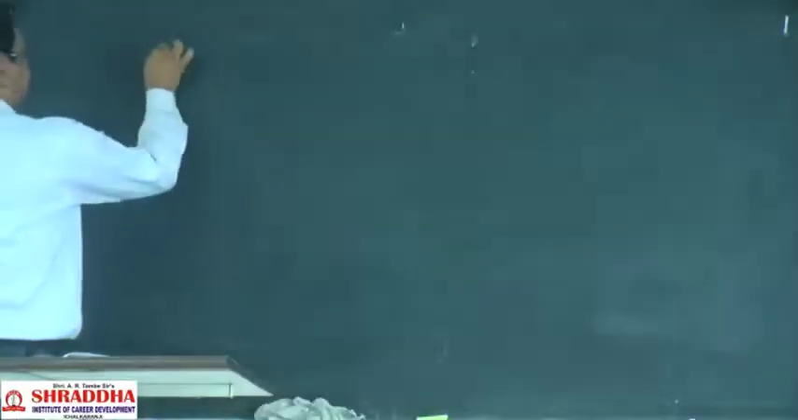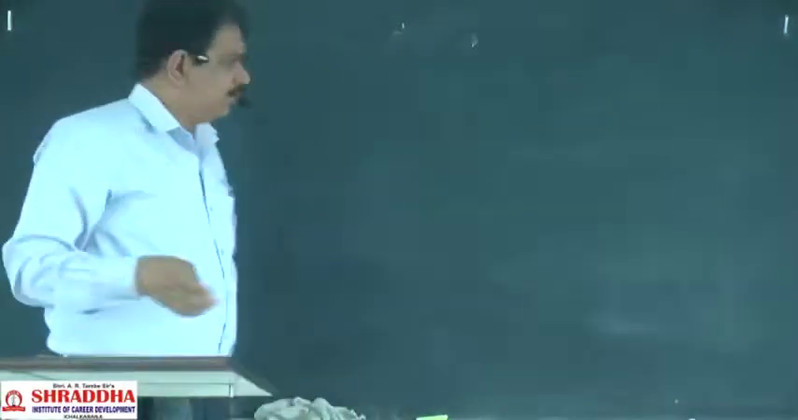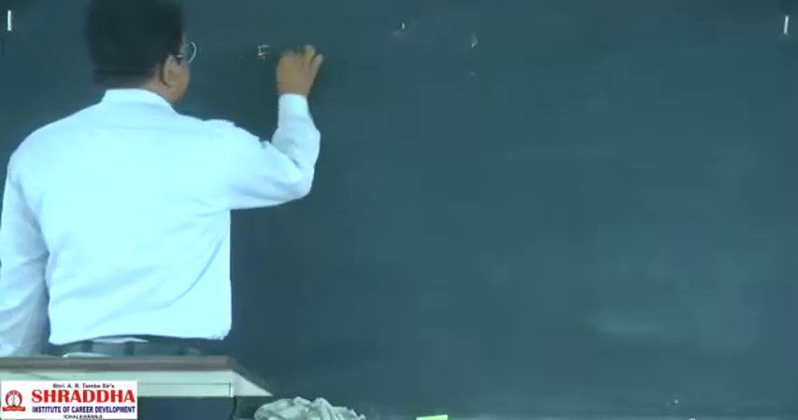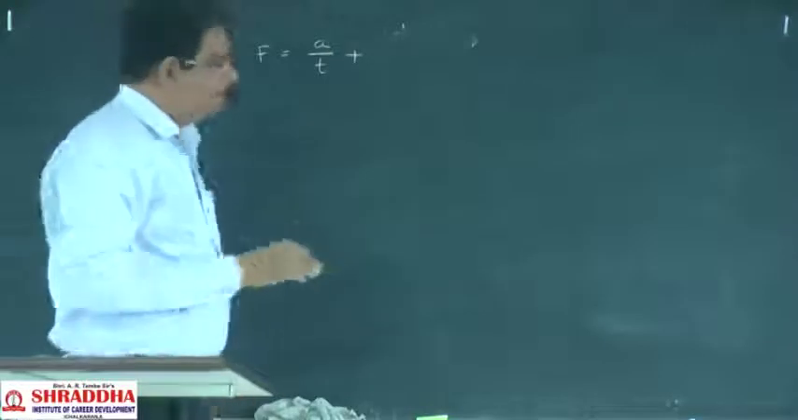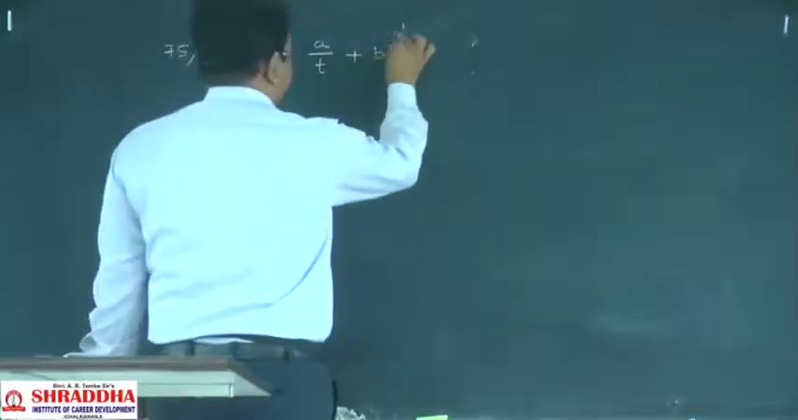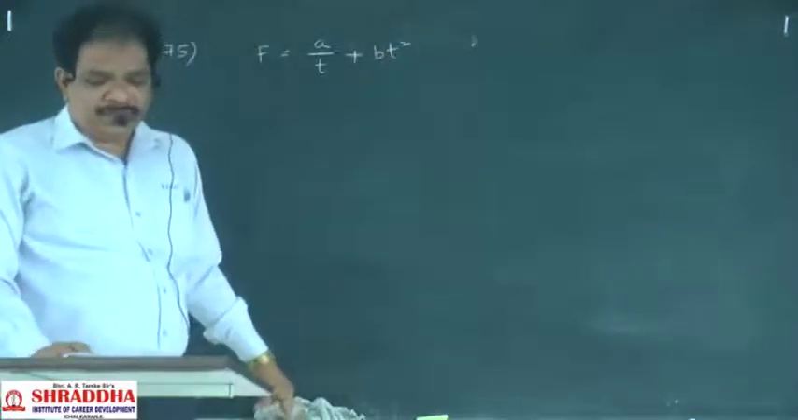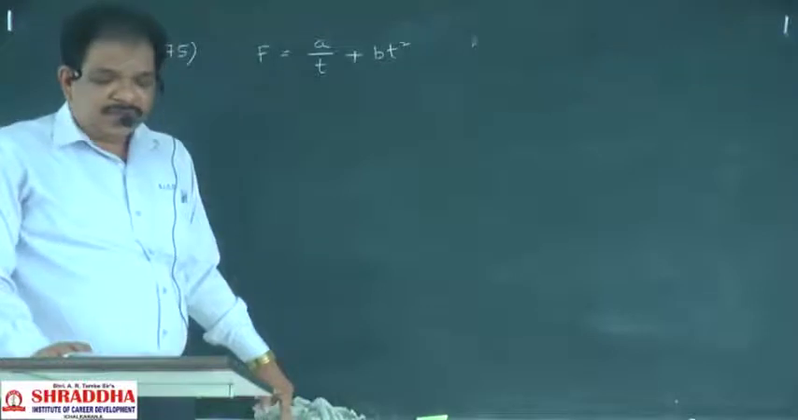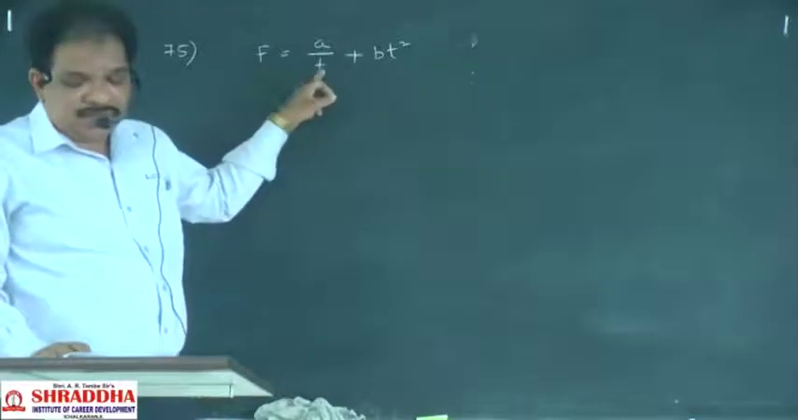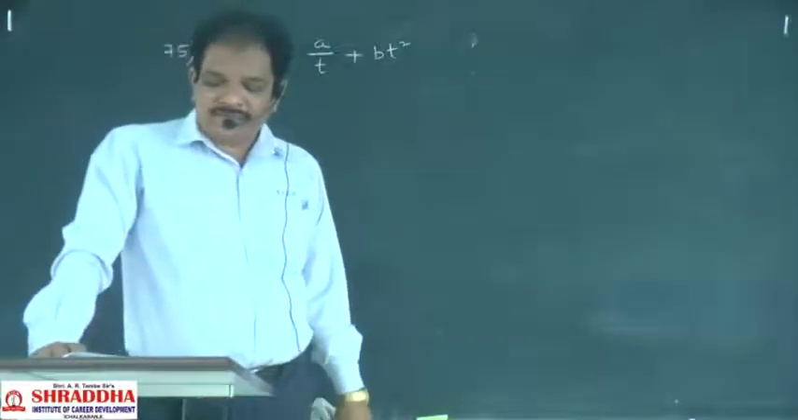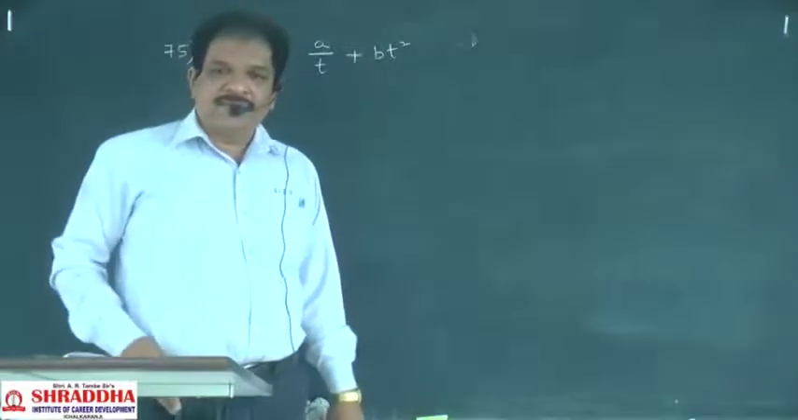Next, after finishing 74, see the next, 75. F is equal to A by T plus BT square. F is equal to A by T plus BT square, where F denotes force and T will denote time. The dimensional formulae of A and B are respectively?